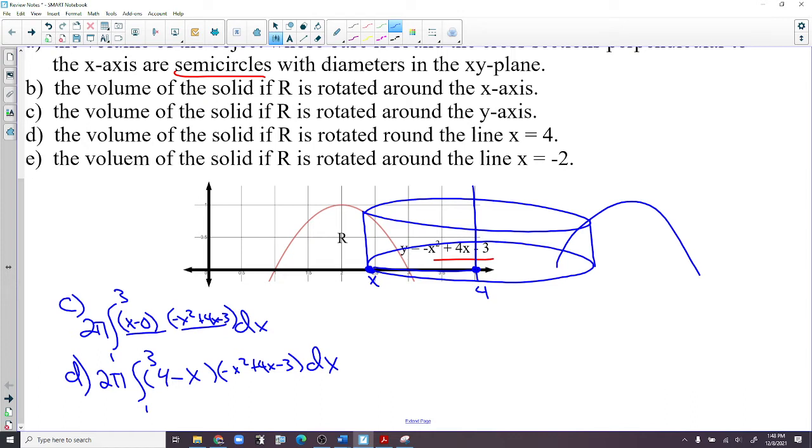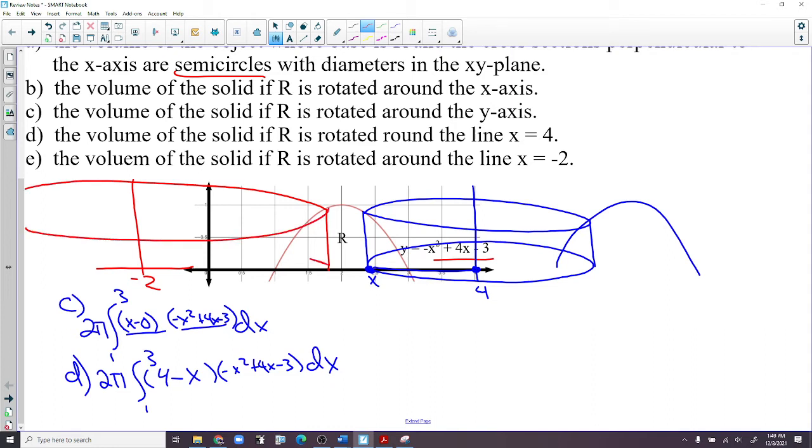And then what if we rotate it around all the way over here to x equals negative 2? Let's say that's negative 2. And then here's our x value, and it would go way over there, and it'd come back this way. So it's kind of going off the screen here. Coming back like this. There we go.